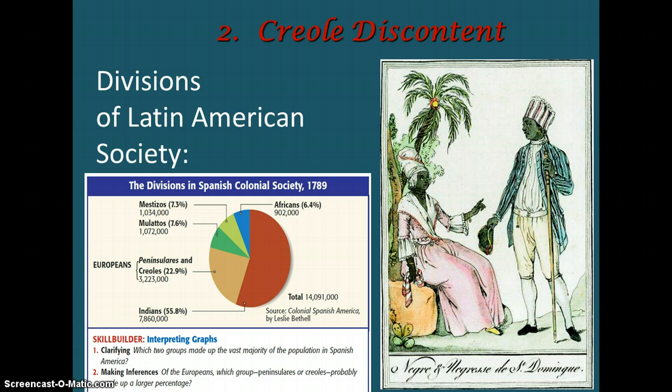The big difference between the two is that the Creoles were born in the Americas, and so of course the Peninsulares had more privilege because they came and were born in Spain. The Indians, or in this instance we call them Native Americans, are again the largest percentage, at 55.8%. The Creoles, again, were the second largest group. Peninsulares is kind of lumped in here, but they are a very small percentage.